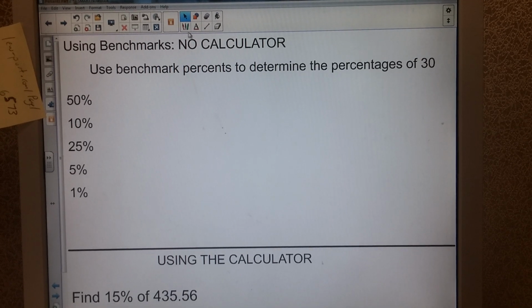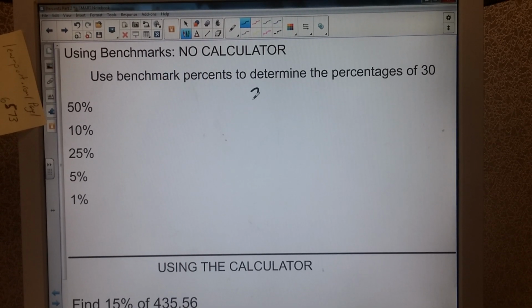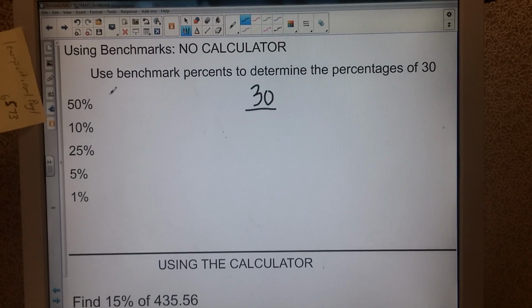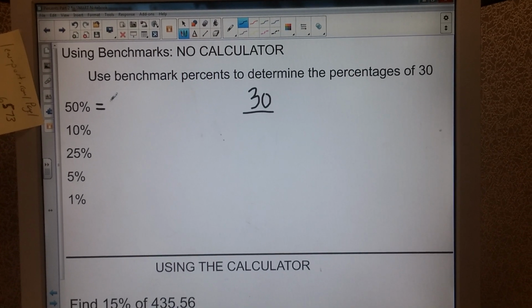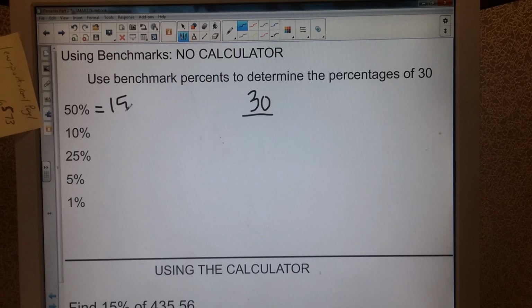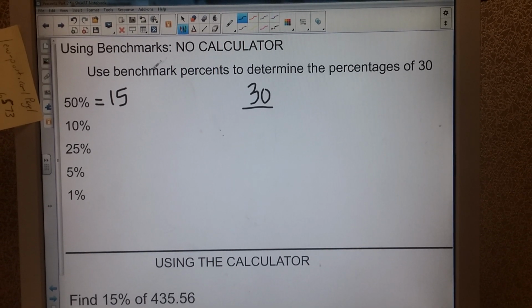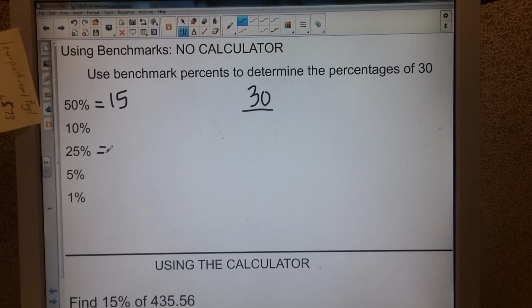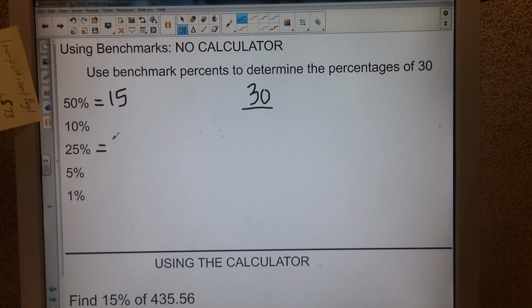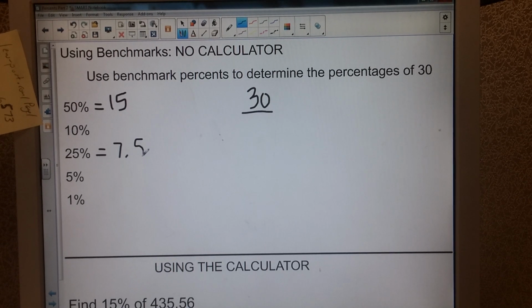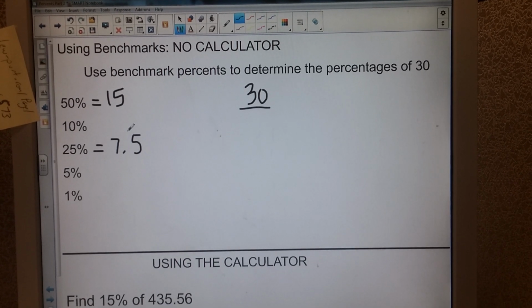Okay, when I find the percent of a number, I know my benchmarks are going to make this really easy. So I'm working to find percentages of 30. I'm going to start here with 50%. I know half of 30 is 15. That's simple enough. Now, if half of 30 is 15, 25% is half of 50%. Half of 15, and half of 15 is 7.5. So I have those 2 benchmarks complete.